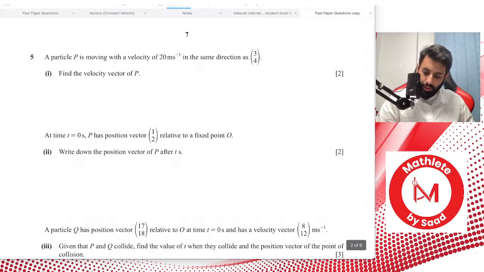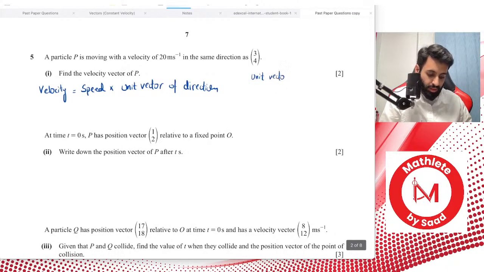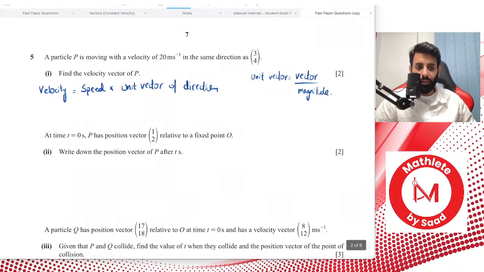Now, one thing that you should know about calculating velocity is that it can be worked out in two ways. One is that you can take speed and multiply it by the unit vector of direction. So how can we work out velocity? You take the speed and multiply it by the unit vector of direction. Now the question is, how do you calculate a unit vector? A unit vector is basically any vector divided by its magnitude. So let's apply that over here.